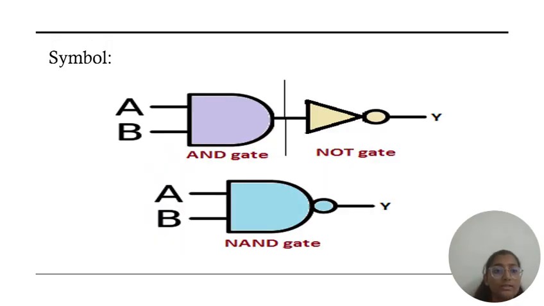Now let us see the symbol for the NAND gate. Here, by combining the AND and NOT gates, we get the NAND gate. For the AND gate, if we are given A and B as input, we get the output A into B. For the NOT gate, we use only a single input. So A into B is given as input, and the output is (A into B) whole bar. Here the NAND gate logical expression is also represented as (A into B) whole bar.